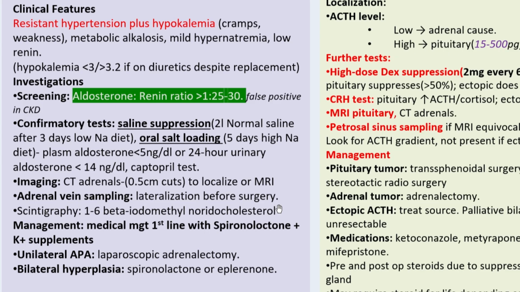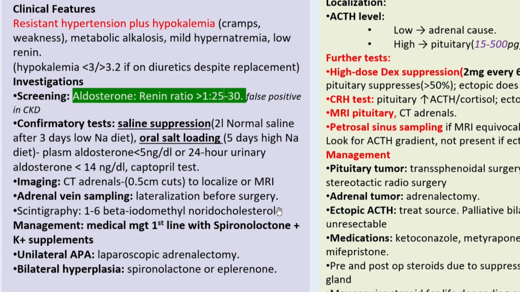Then we have the scintigraphy, where you can do it with 16 beta iodomethyl cholesterol, because remember, the adrenal gland takes up cholesterol to use it to synthesize these hormones. So this iodomethyl cholesterol, unlike normal cholesterol, is going to stay within the gland, and when you do the imaging, you're going to be able to see it as a hot nodule. So the adenoma is going to be a hot nodule, like the same test that is done in thyroid conditions, but we just use different compounds.